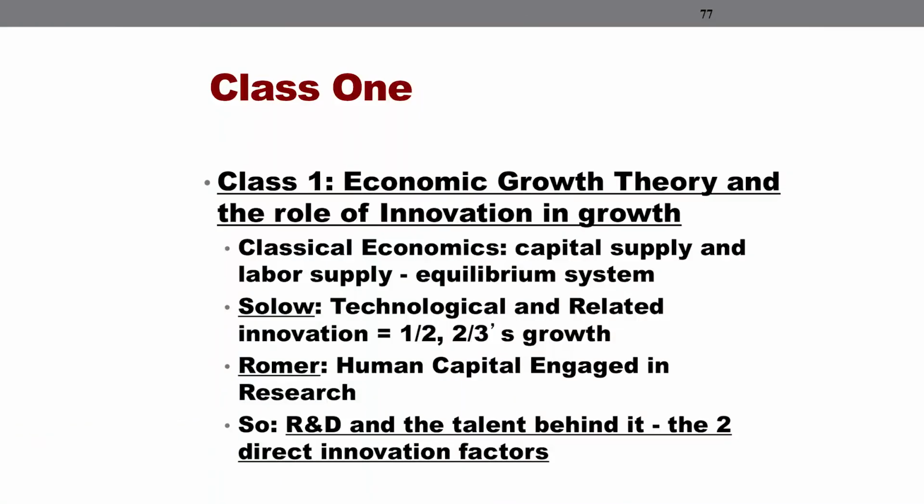So we could loosely, although inaccurately, translate that concept as saying you've got to do R&D. And then we read Romer, and Romer argued that behind that R&D system is human capital engaged in research. That's another foundational direct innovation factor. You can't build an innovation system without these two elements, arguably. So it's the R&D and the talent behind it. Those give us two direct factors.